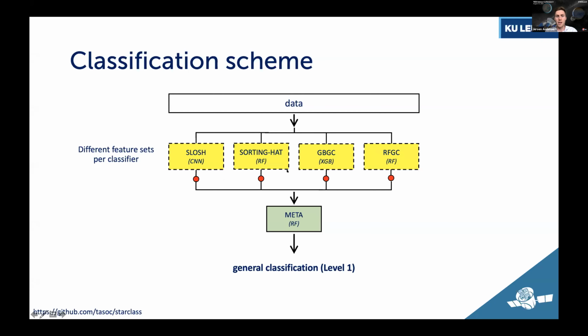And then for the other 3, we have a sorting hat, GBGC and RFGC, and 2 of those are random forest, and 1 is an XGBoost method. And here we only use features. So for example, this can be the first dominant frequency or the skewness, which I will show more in depth in the next slide. Now, each of these classifiers predict probabilities.